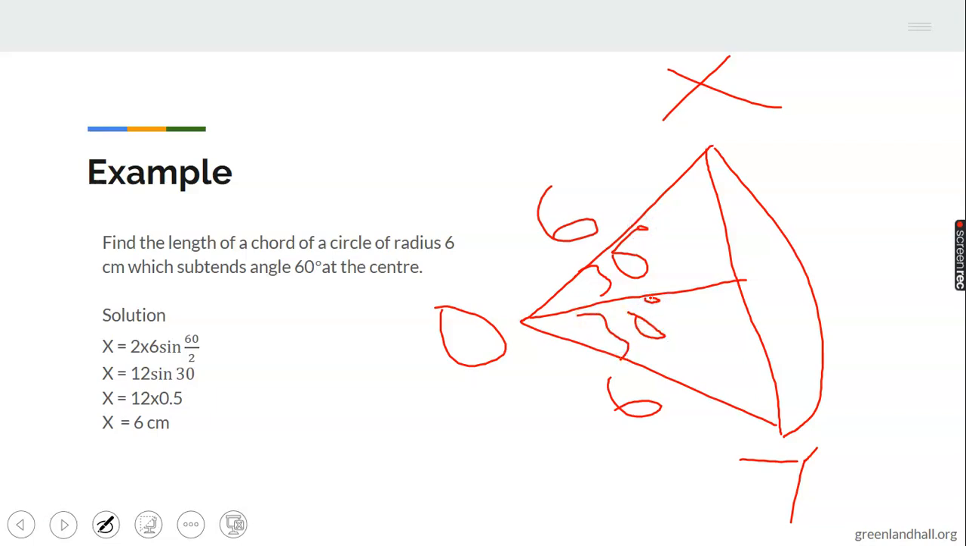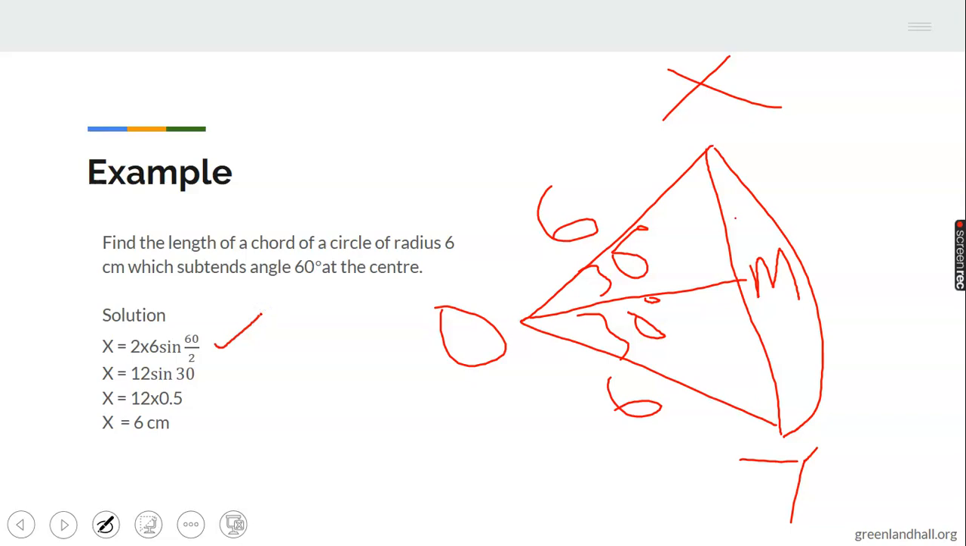So we want to know this place. This is the midpoint, M. The ratio of that will be sine. So using that same formula, or you find this one separately and multiply by 2. Then we can just use the formula: 2 times the radius, that's 6, then sine 60 over 2. And that will be 12.